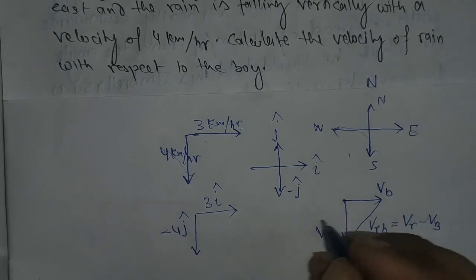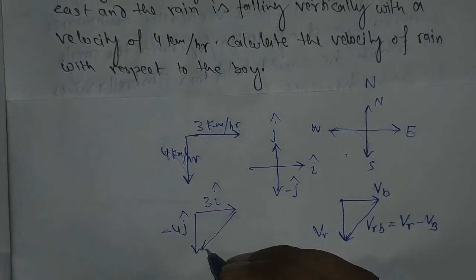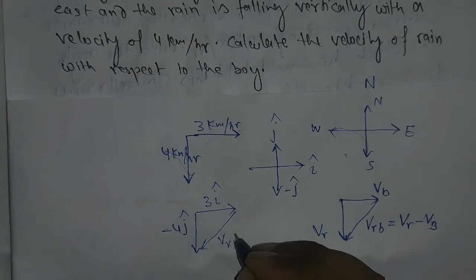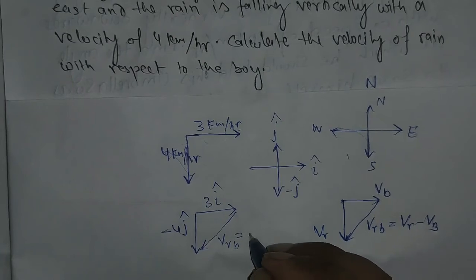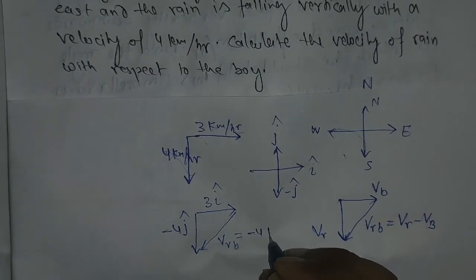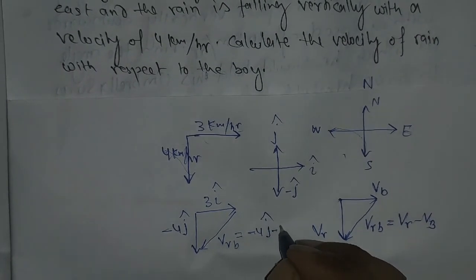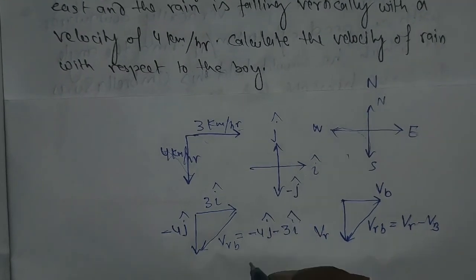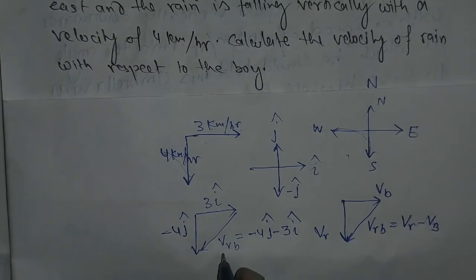Okay students, so this vector we will have to tell. So what will be this vector? Vrb is nothing but Vr. What is Vr? Velocity of rain, that is minus 4j cap, minus the velocity of the boy, 3i cap. So this is the velocity of rain with respect to the boy.